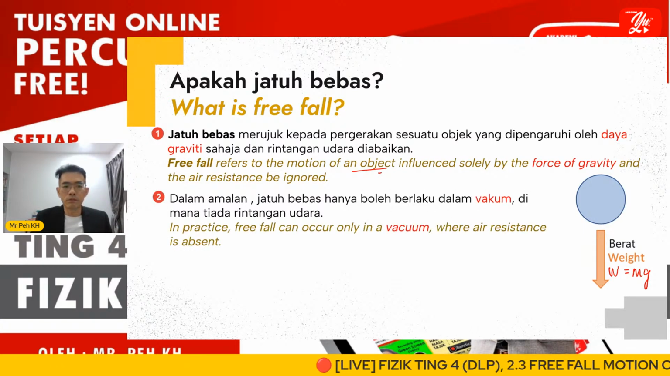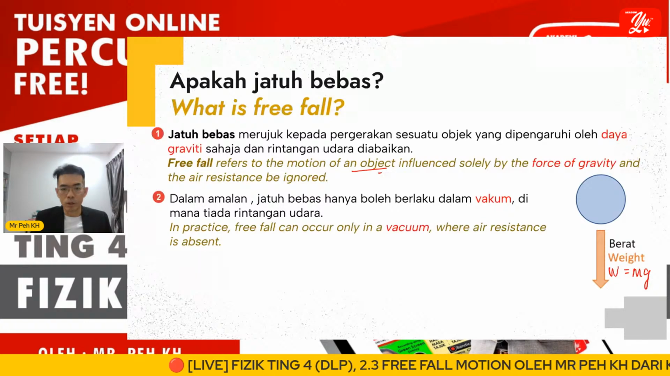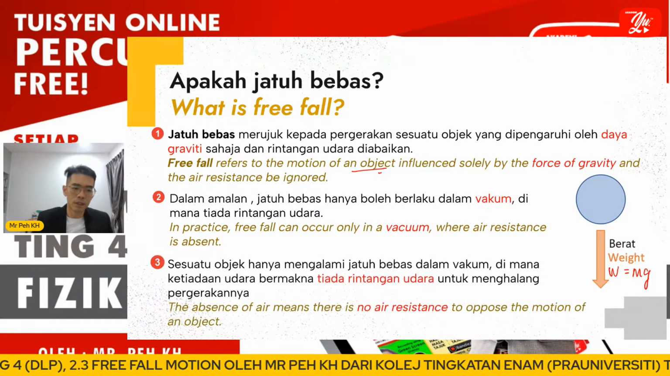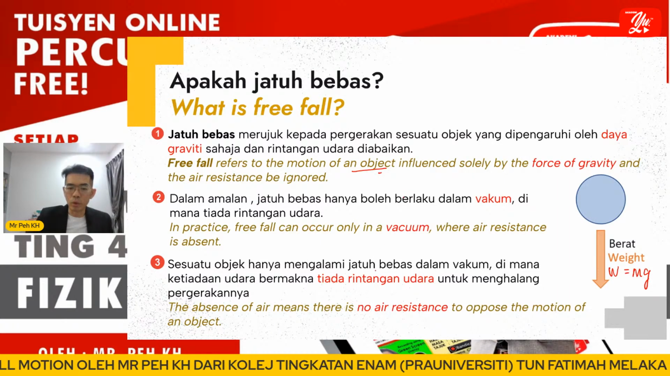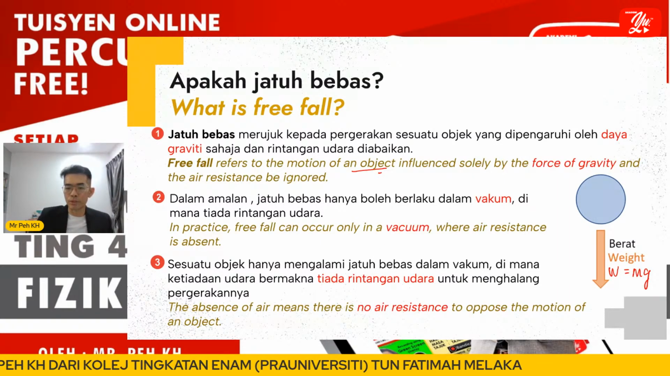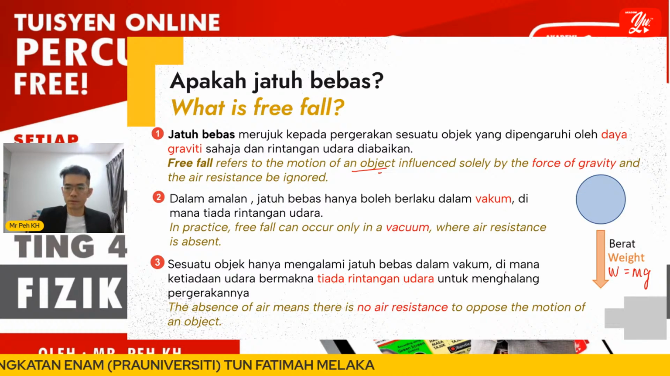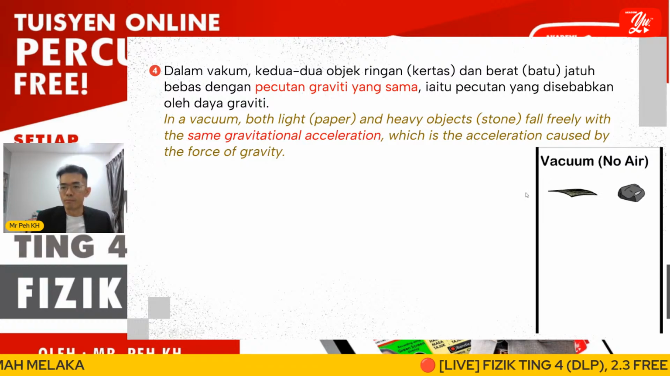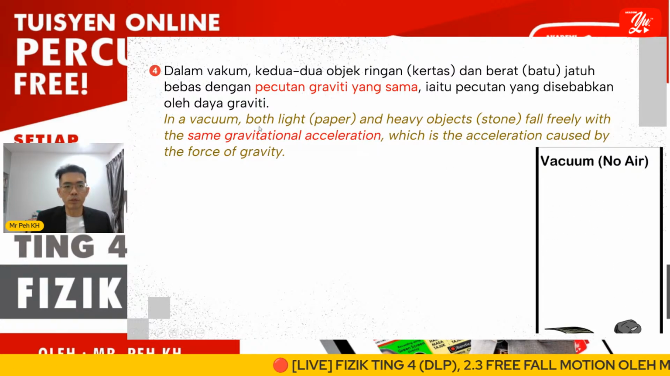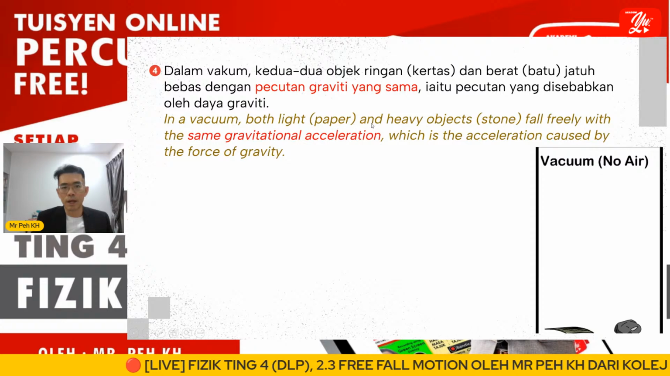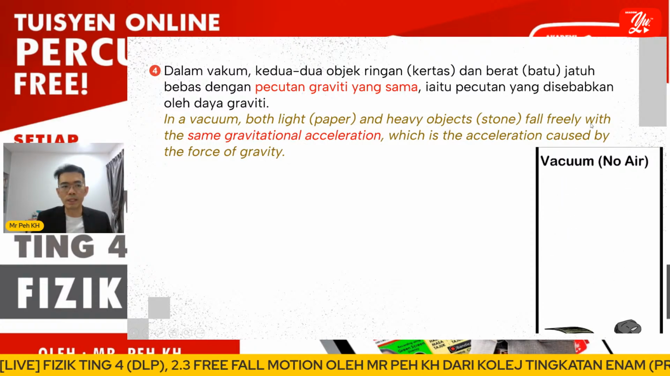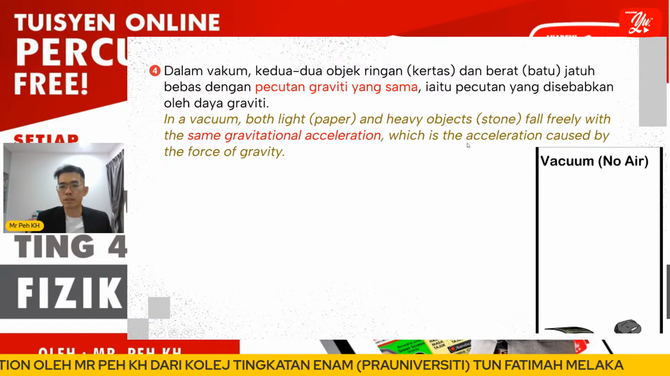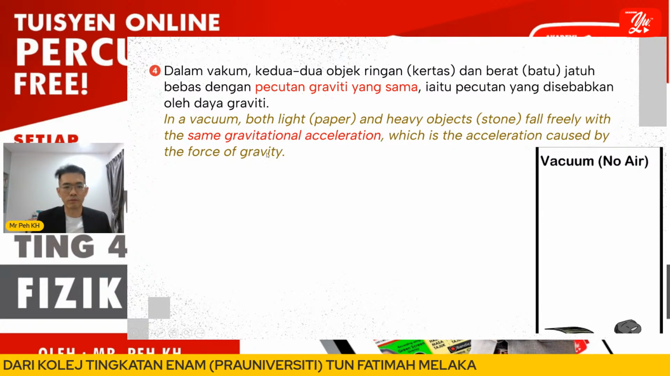Okay, so in practice, free fall can occur only in a vacuum, where air resistance is absent. The absence of air means that there will be no air resistance to oppose the motion of an object. You can look at the GIF here. In a vacuum, both light and heavy objects fall freely with the same gravitational acceleration, which is the acceleration caused by the force of gravity.